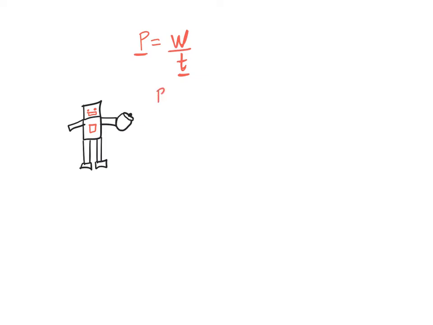Let's rearrange that equation. Power times time is equal to work. So I just multiplied up that time. The power was 56 watts. The time was 3.6 seconds. So work is equal to 56 times 3.6. So we get the work. It's 201.6 joules.